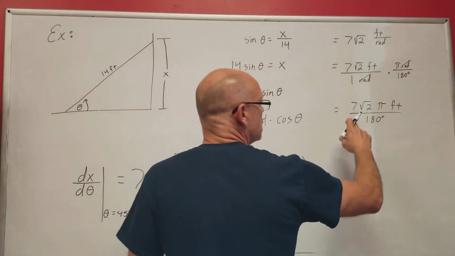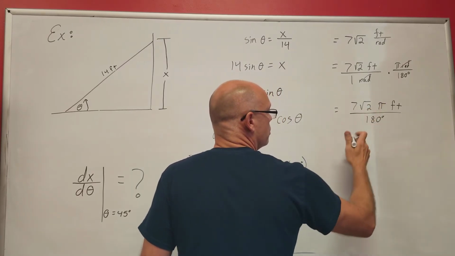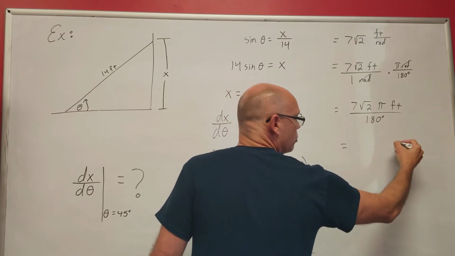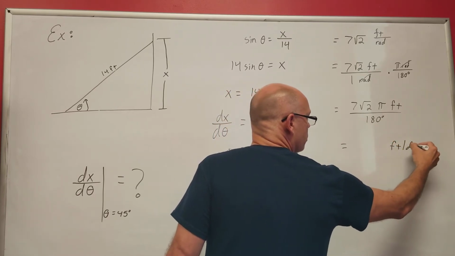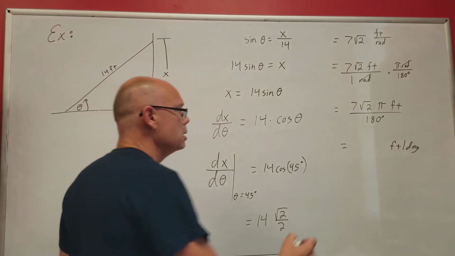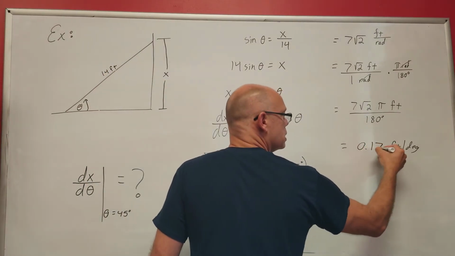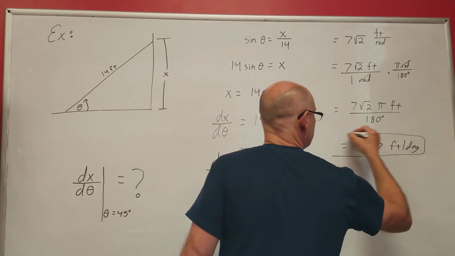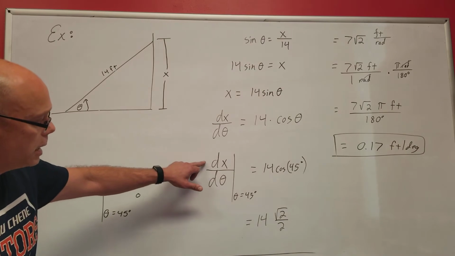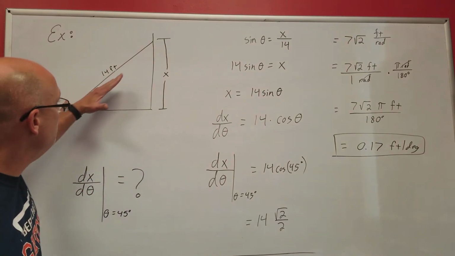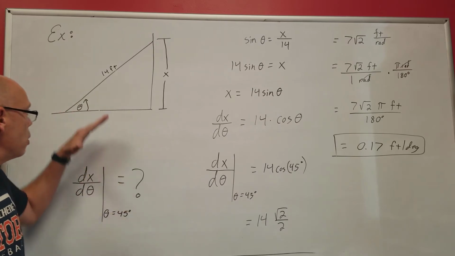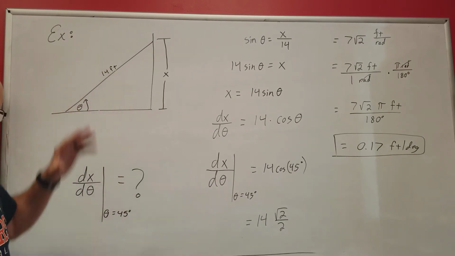So go ahead and put 7 square roots of 2 times pi over 180 in your calculator. And think about what your unit is going to be. Feet per what? Feet per degree. I want to say this one's like 0.17. Yeah. Put it in your calculator, get 0.17 feet per degree. What is that? That's how fast x is changing with respect to theta at the instant when theta is opened up to 45 degrees.